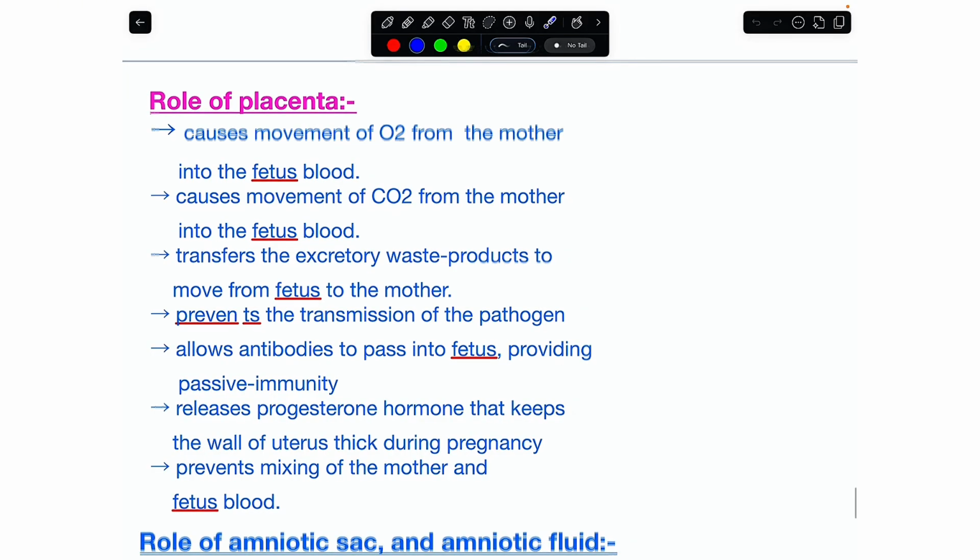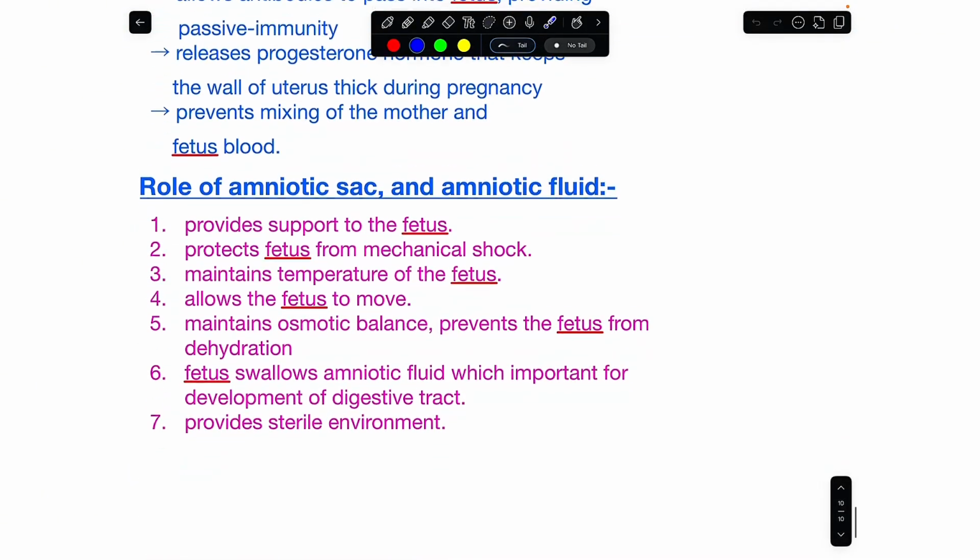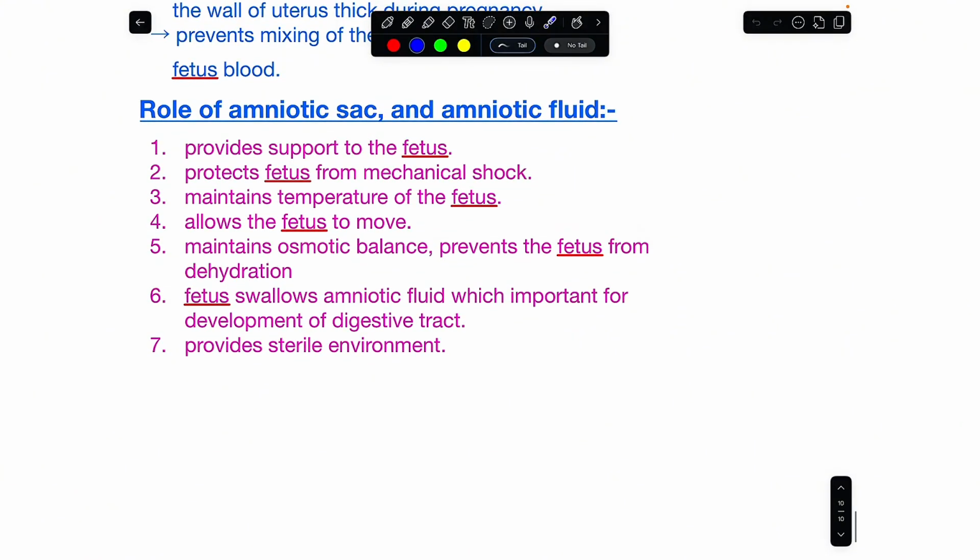At the last, we have to see what role the amniotic sac and the amniotic fluid perform during the pregnancy. So the fetus has to be supported. Thanks partly to these two structures, they provide support to it. Since during the pregnancy phase the mothers need to walk, and there is quite a chance that they can get some kind of mechanical injury or mechanical shock, the amniotic sac and the amniotic fluid would protect the fetus from such.